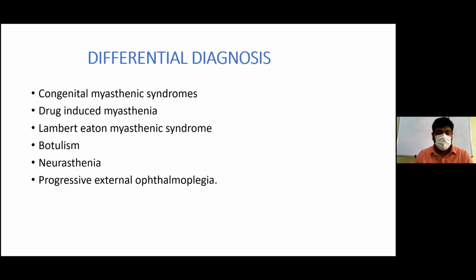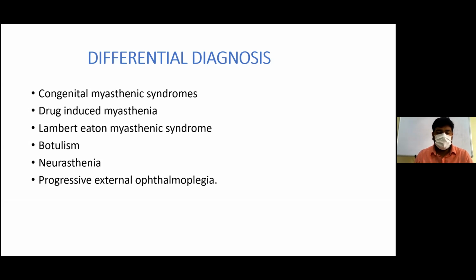Differential diagnosis. Congenital myasthenic syndromes. This is usually suspected when the symptoms of myasthenia begin in infancy or childhood, but they can be present in early adulthood also. This is not an autoimmune condition, and it is due to genetic mutations in the epsilon subunit of the acetylcholine receptor or mutations in the genes encoding for rapsyn, COLQ, DOK7.